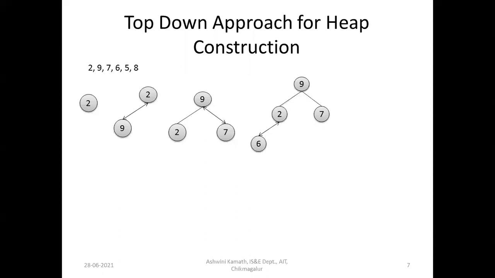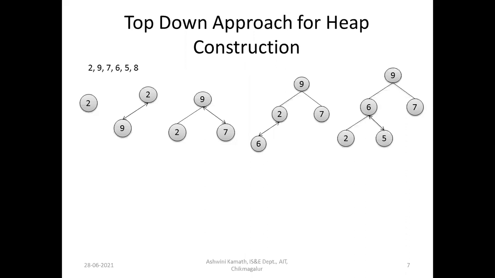Now check with its parent. 6 and 2 will be compared. 6 is greater than 2, so exchange these two. After that, you compare 6 with 9. 6 is lesser than 9, so you need not change anything. Then insert the next number, that is 5, into the tree. So 5 will be compared with its parent node, that is 6.